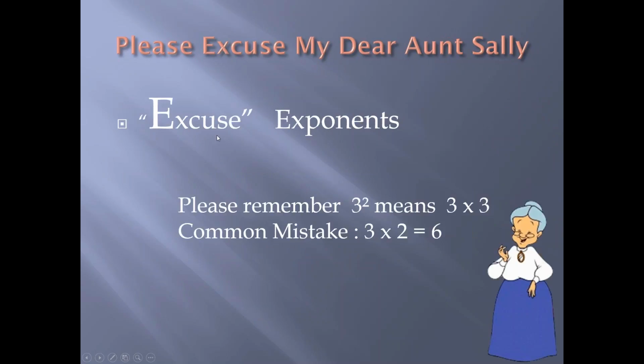The second word is excuse, and that helps the students remember that exponents would be next that they would be considering doing. So please remember that 3 to the second power, or 3 squared, means 3 times 3. As you know, the common mistake is 3 times 2 and having that be equal to 6.